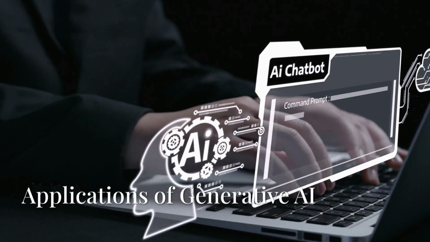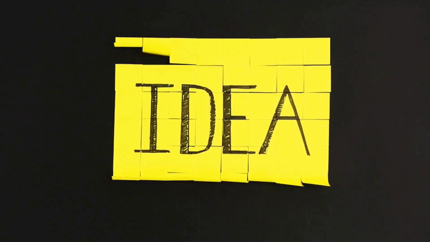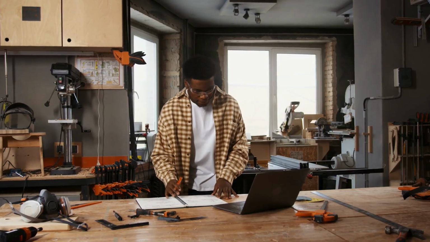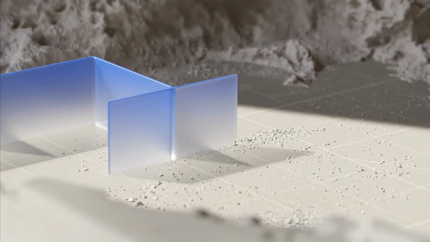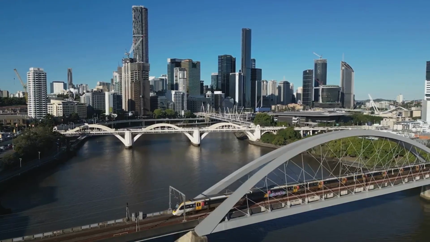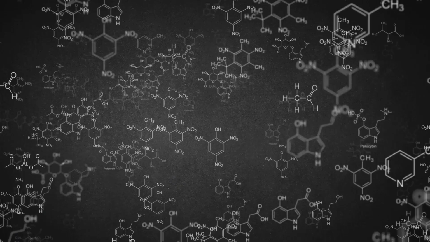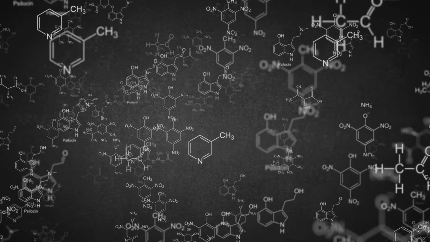So what's the big deal? What can we actually do with generative AI? The possibilities are pretty mind-blowing. Creating content, writing articles, poems, scripts, designing images, composing music, and even making videos. Boosting other AI, generating fake data to help train other AI models more effectively. Drug discovery. Designing new molecules for potential medicines.